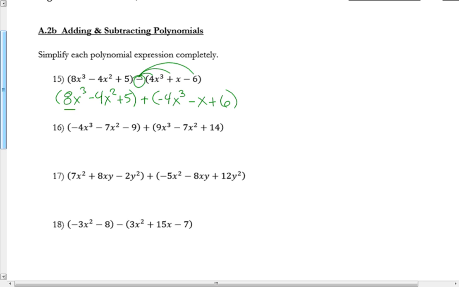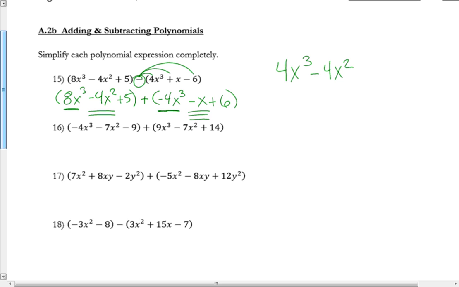Now we go ahead and combine like terms. So I've got an 8x to the third and a negative 4x to the third. Those combine to give me 4x to the third. Remember that all we do is combine the coefficients. The exponent and the variable stay the same. Next, I have negative 4x squared. I have no other x squareds, so I bring that negative 4x squared and put it in my answer.